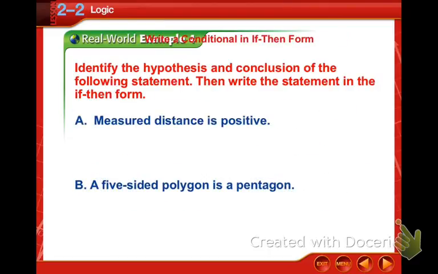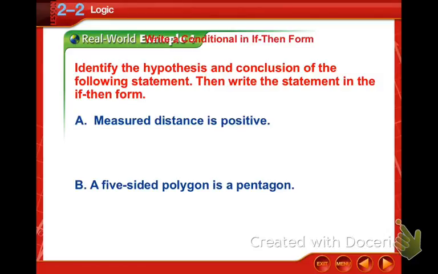So here we have 2 more doing the same thing. Now again, we could come up with if-then, if we wanted to. They're not in if-then form. It says to do that afterwards. We're not going to, though. So measured distance is positive. So if a distance is measured, then it is positive, would be our if-then statement.